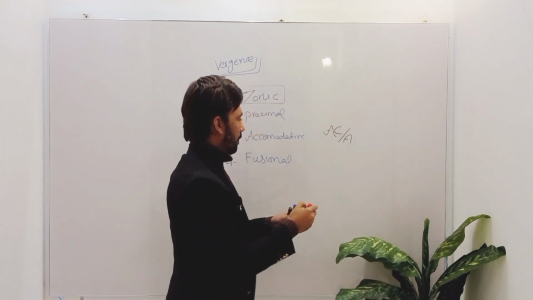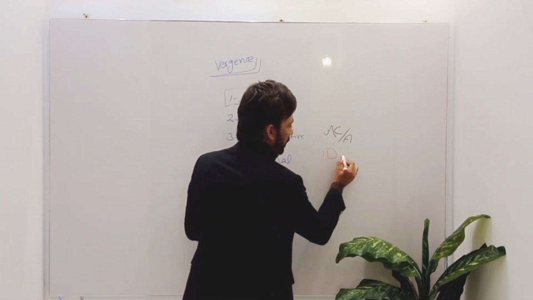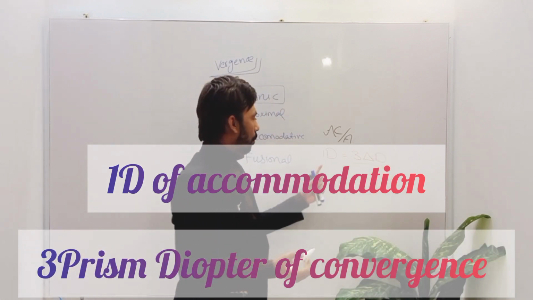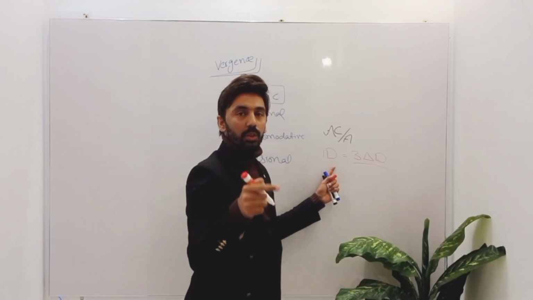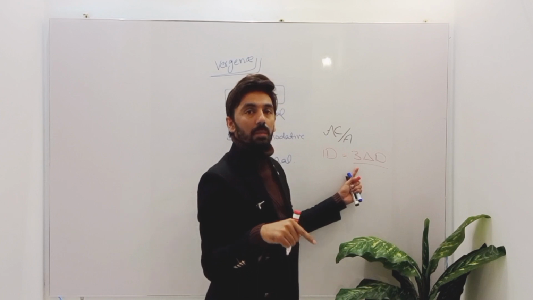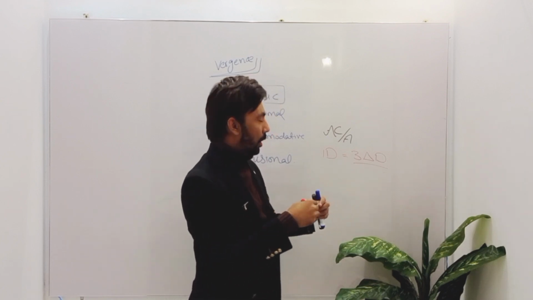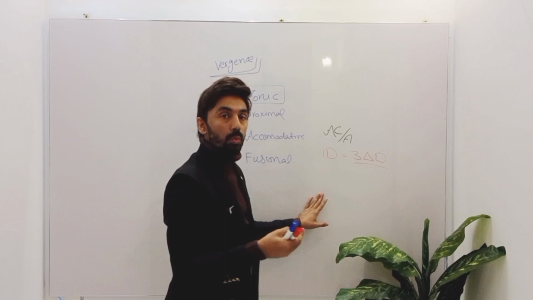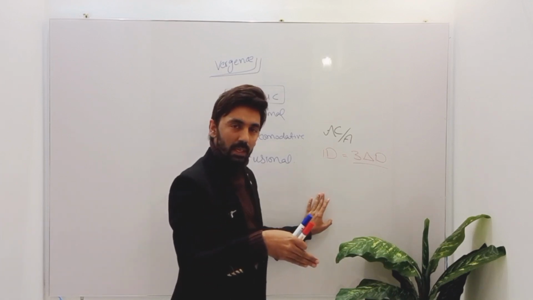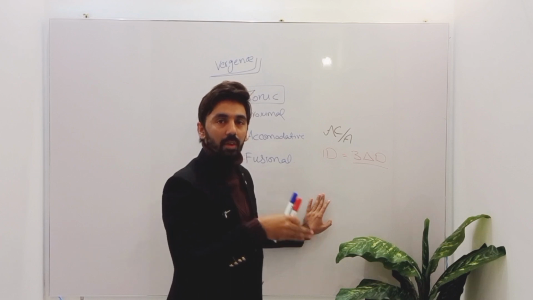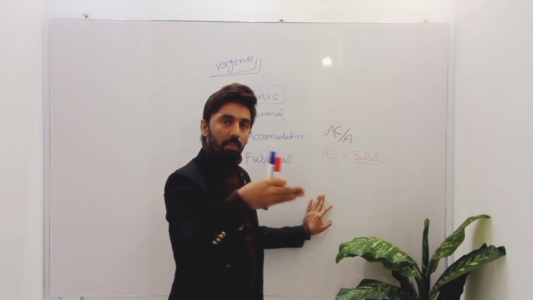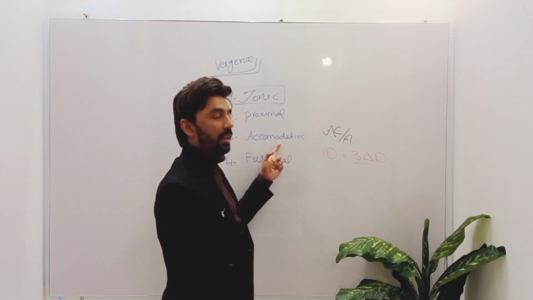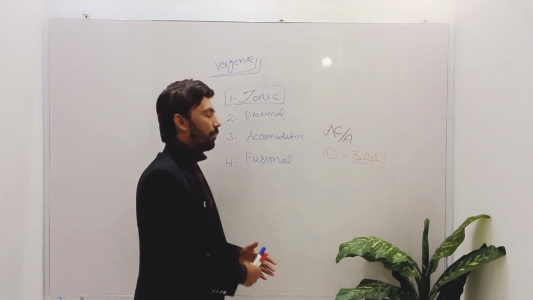So if there is one diopter of accommodation, there would be 3 prism diopter of convergence, right? If your lens is exerting accommodation of one diopter, convergence would be 3 prism diopter, right? So this is the ratio. That specific type of convergence which is induced with the help of accommodation is called the accommodative convergence. Accommodation will be there, then there would be convergence. And the last one is called the fusional.